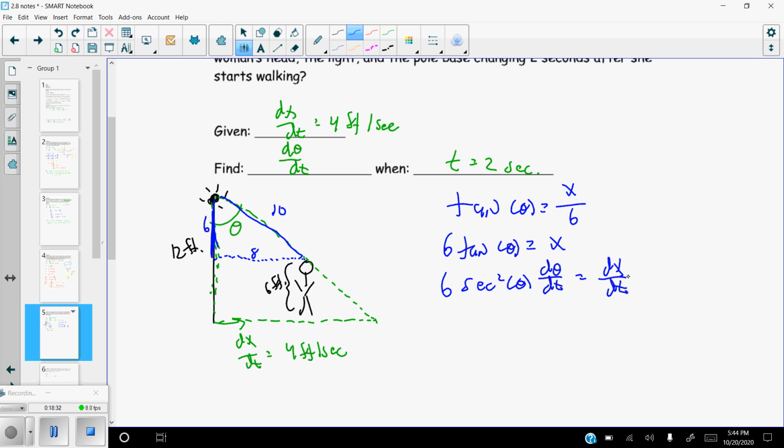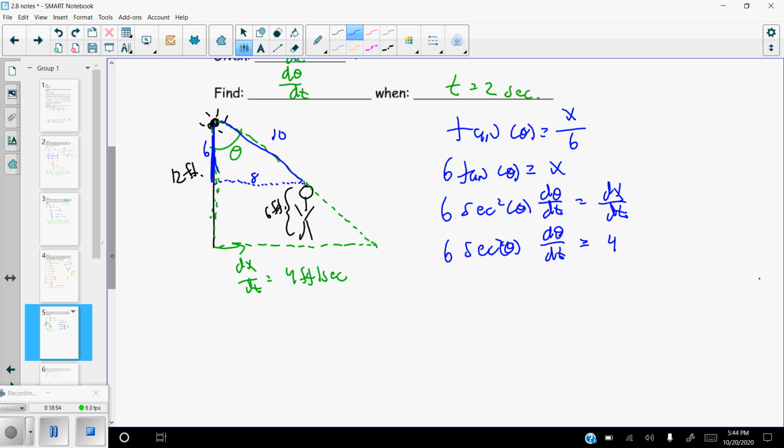So the first thing we're going to do is plug in the 4 for dx dt. Still solving for d theta over dt, and I don't yet know theta. But I'm going to solve this now for d theta dt just in general without knowing theta yet. So I'm going to divide by 6, which 4 over 6 is going to reduce to 2/3.